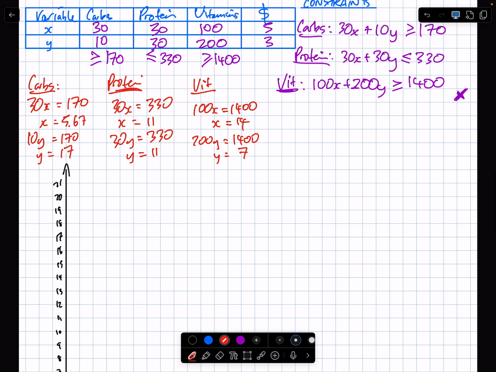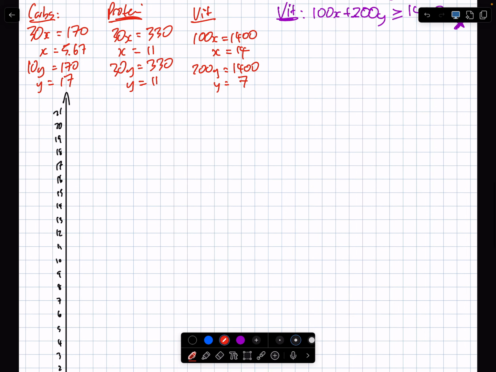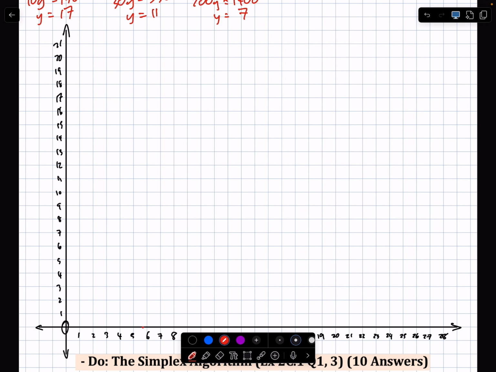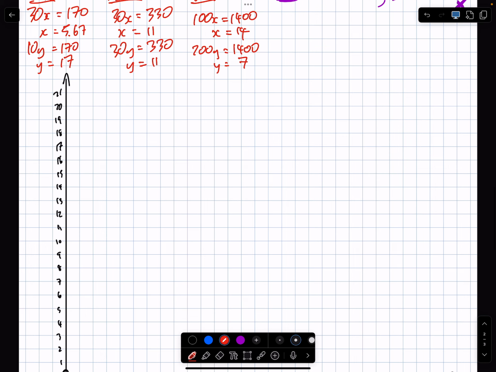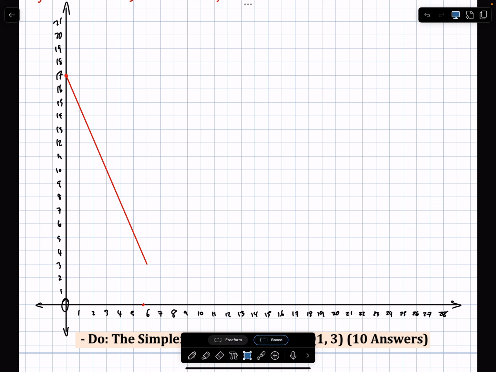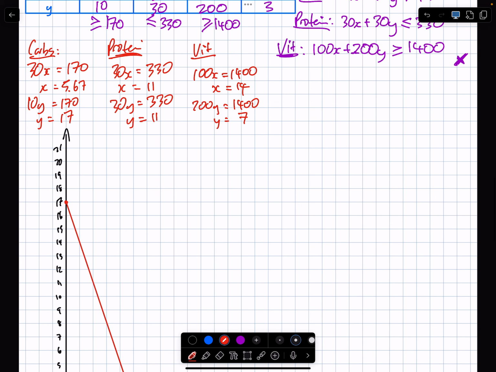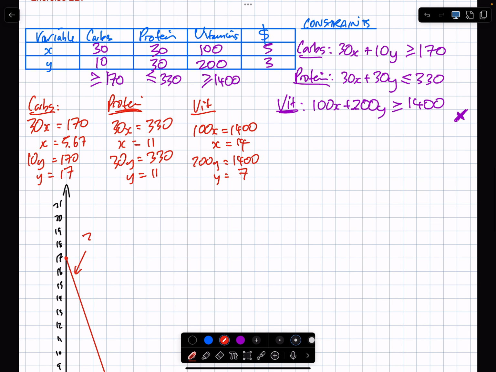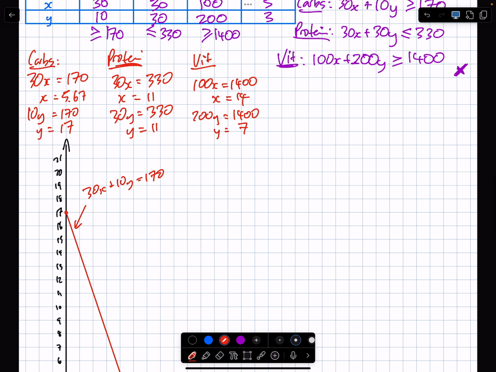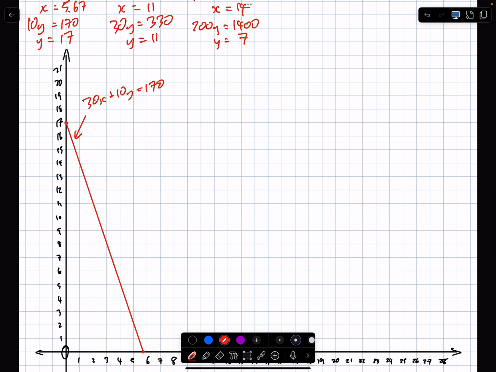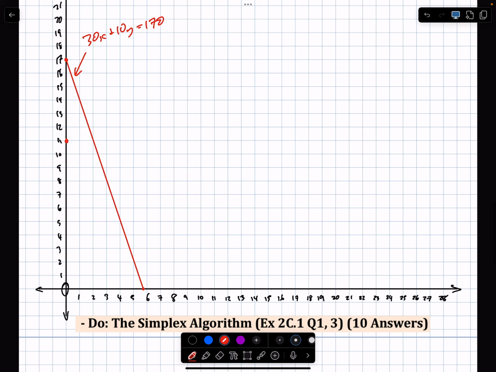Let me draw these. Carbs is x is 5.67. So 5.67, 5 2/3. And y is 17. Draw a line between those. This is the carbs line. Please label it. So that one was 30x plus 10y equals 170. Protein is 11 to 11. So dot here, draw a line.